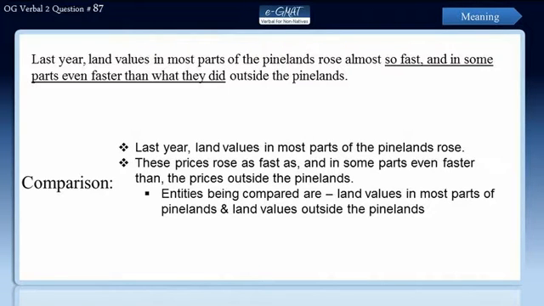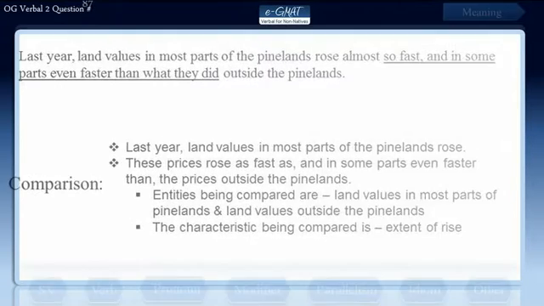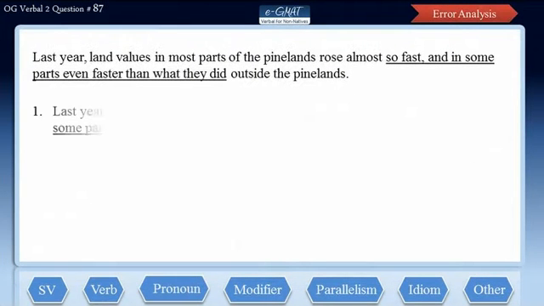The entities that are being compared in this sentence are land values in most parts of the pinelands and land values outside the pinelands. And the characteristic that is being compared here is the extent of this price rise. Now let us evaluate the errors by splitting this sentence into its clauses. So here comes the first clause.